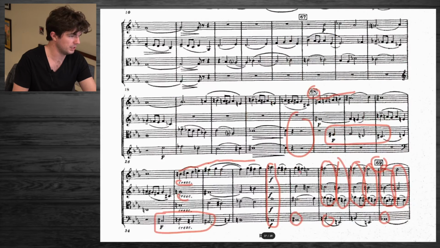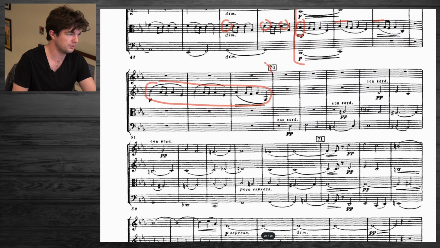So let's listen from rehearsal 68, where we're building up to this climax here, all the way up to rehearsal 70 here.